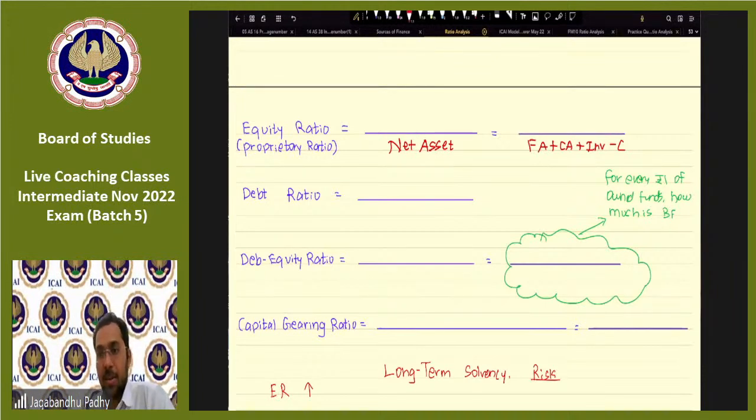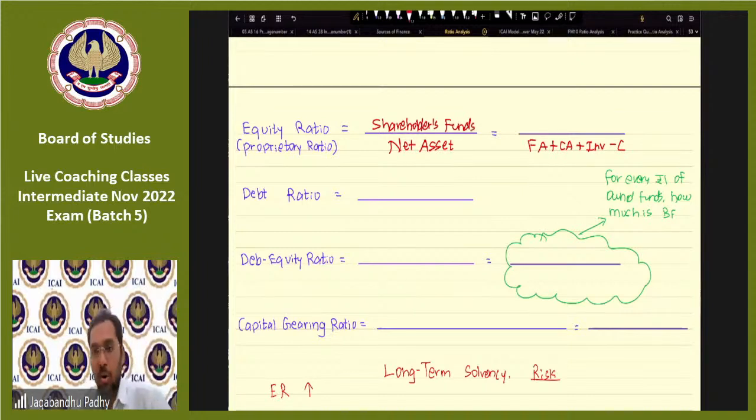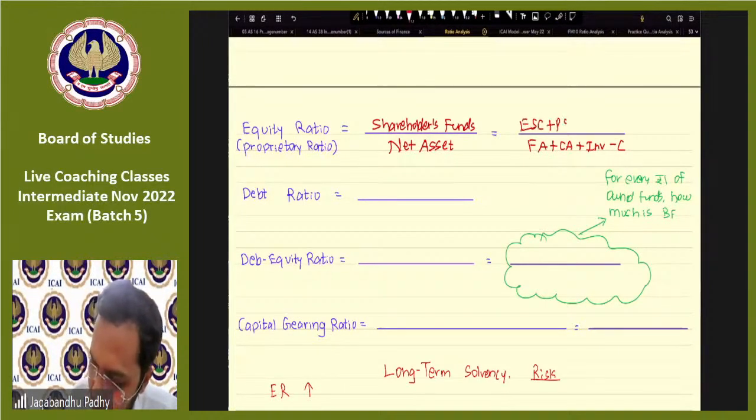So out of this net asset, how much, or what proportion, is the shareholders fund? So we say net assets in the denominator, and in the numerator, shareholders fund. So the equity ratio tells you that out of net assets, how much is the shareholders fund. In shareholders fund, we have equity share capital plus preference share capital plus reserve minus any fictitious asset.